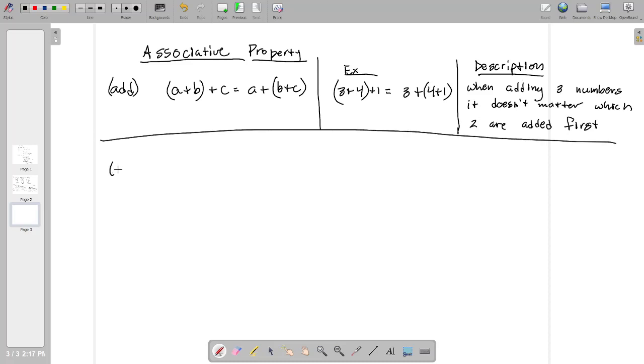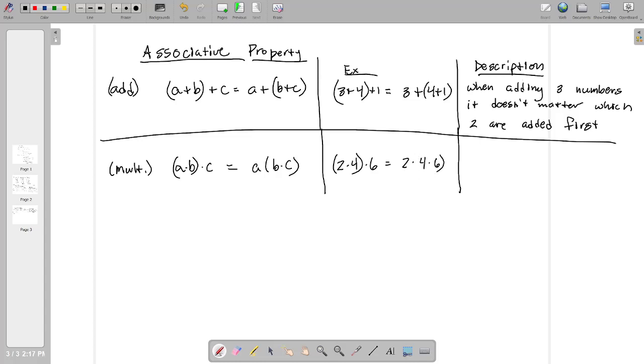Now our associative property of multiplication. Looks very much the same. (A times B) times C is equal to A times (B times C), where of course the parentheses are resolved first. (2 times 4) times 6 is equal to 2 times (4 times 6). When multiplying three numbers, it doesn't matter which two are multiplied first.